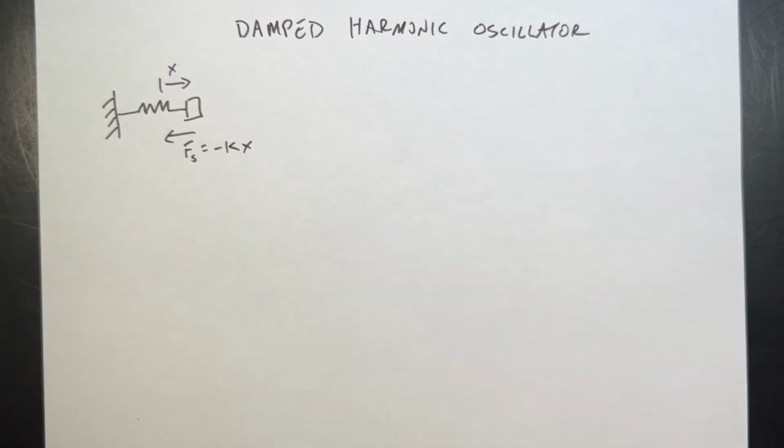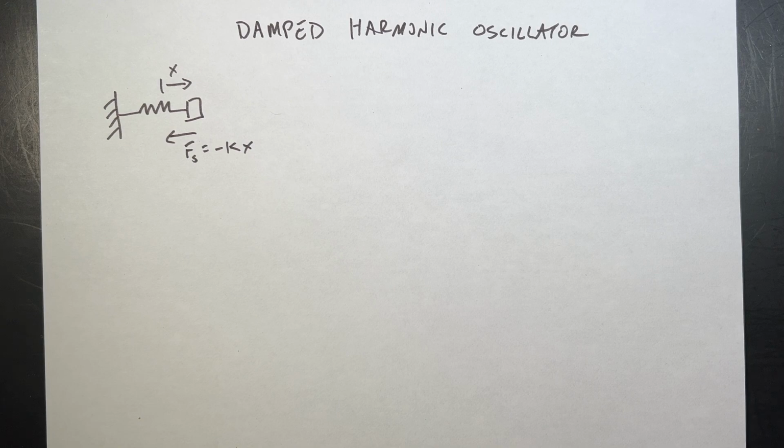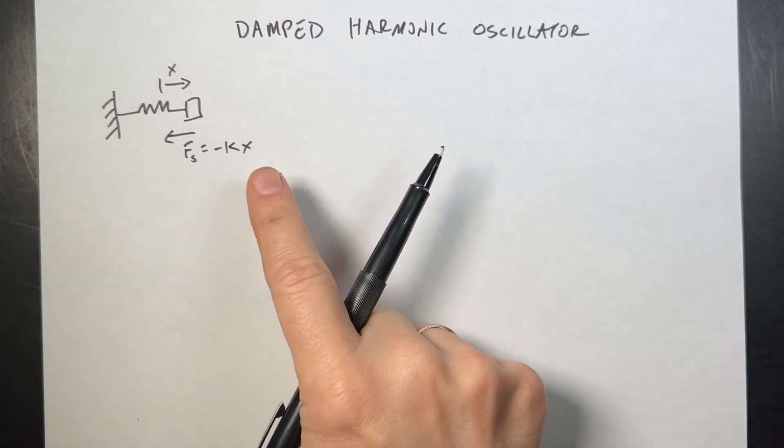Damped harmonic oscillator. It's a problem that comes up in a lot of physics classes. It's a problem that can be applied in different situations. It's not just for springs, but let's get a solution for the damped harmonic oscillator.